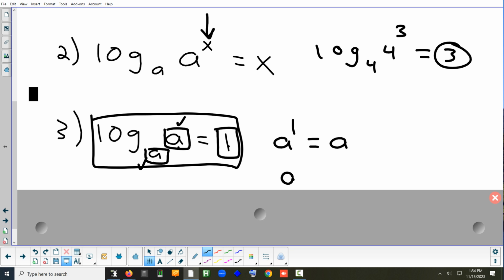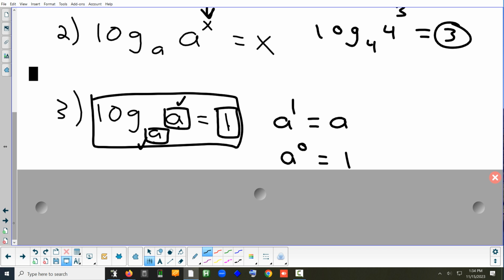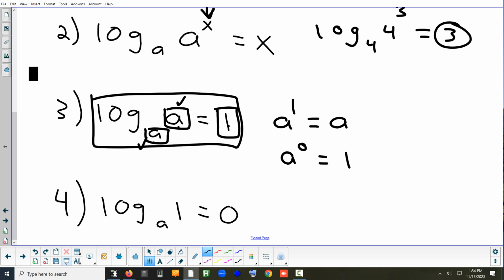Now, we're going to write this rule as a logarithm. Anything to the first power is itself. What's anything to the 0 power? 1. So that's going to be our last property. Log base A of 1 equals 0. That's that rule right there. A is your base. 0 is your exponent. And the argument ends up by itself on the other side. Anything to the 0 power is 1.